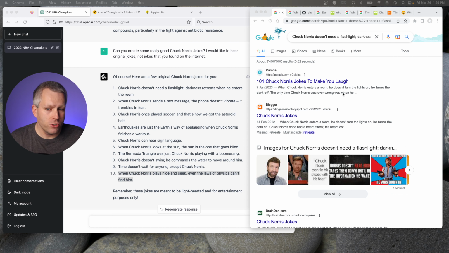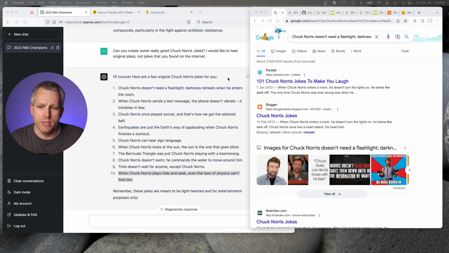I found a similar joke. I did not find the same joke word for word on the internet, but I found a similar joke where the first part is the same, but then it says he turns the dark off as opposed to darkness retreats when he enters the room. So it's the same joke overall, but it rewrote it in a creative way. So I would give it like a 50% credit here.